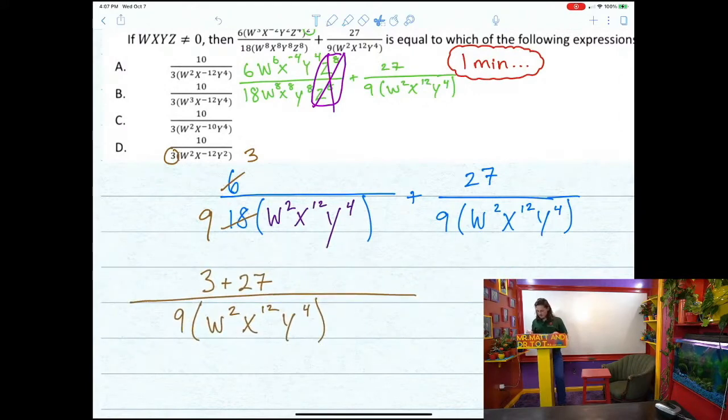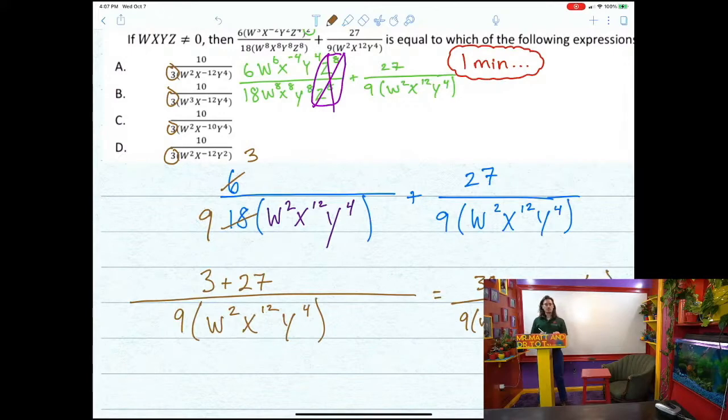So that is going to be 30 over 9 times w squared x to the 12th y to the 4th. Now, none of the answer selections match that value, but they're all off by this coefficient of 3. So if I pull a 3 out of here, notice 30 divided by 3 is 10.